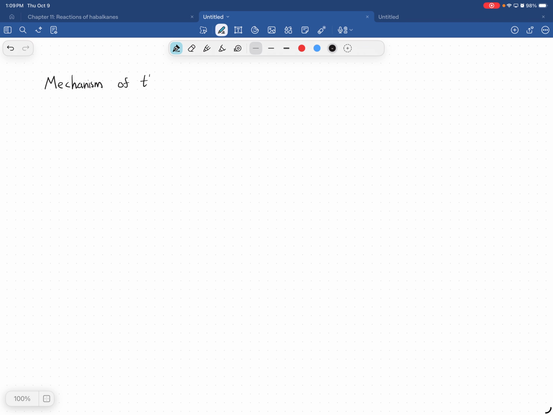of the unimolecular substitution. This is called the SN1 reaction. This reaction is very similar to SN2.